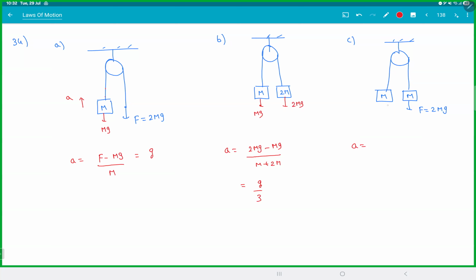In this case, the force will be your own weight mg, and this block's weight is also mg. So the net force will be F plus mg minus mg, divided by total mass. That will also be g. Got this? So in case A and B, the forces are the same, but the mass will mess up the whole acceleration. Easy stuff. I hope everyone got this.